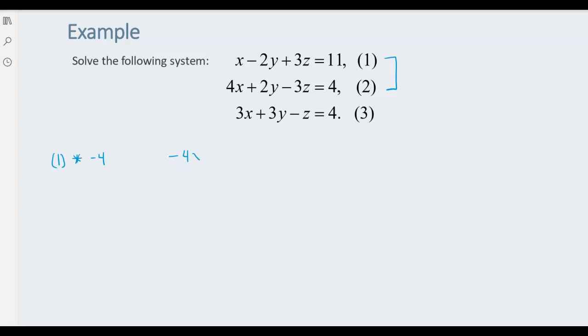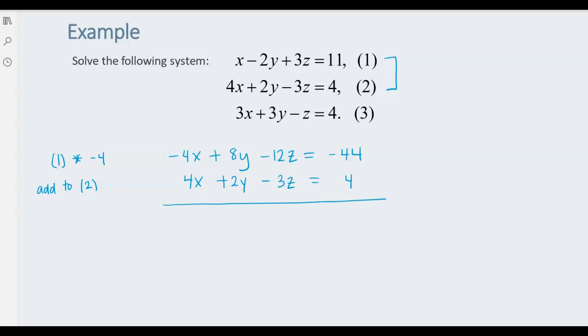And that gives me negative 4x plus 8y minus 12z equals a negative 44. So each of the terms has been multiplied by negative 4. And then I'm going to add that to equation number 2. So I'm just going to write equation 2 as it is, and then combine these two equations together. I can see that the x's will go away. I've got 10y minus 15z equals a negative 40. And let's call this equation number 4.